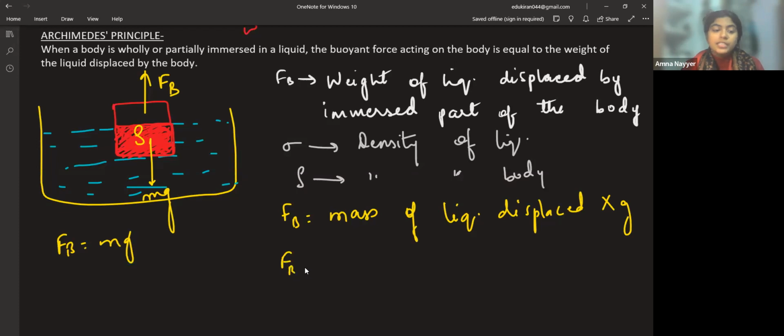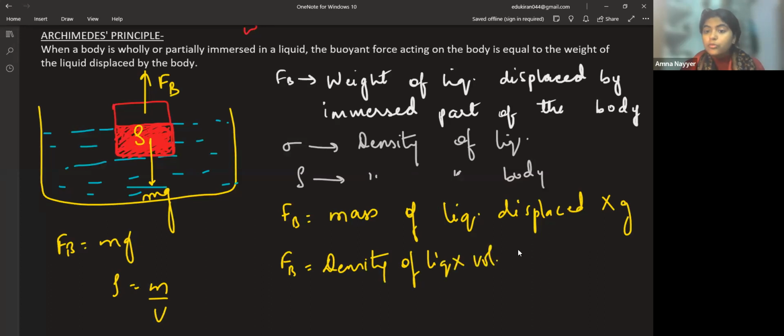Now, further, how can we write mass? You know, density is equal to mass by volume, correct? So from there, what is mass equal to? Density into volume, right? So what is the density? Density of liquid, because we are talking about the mass of liquid displaced. So we have to consider the density of the liquid itself. So this is density of liquid into volume of liquid into g.